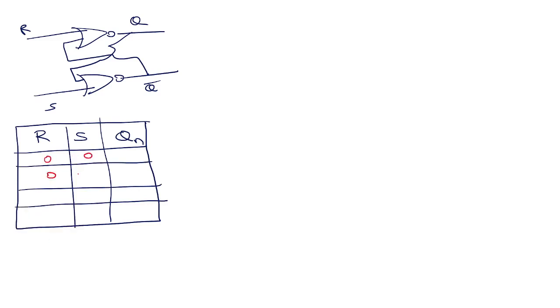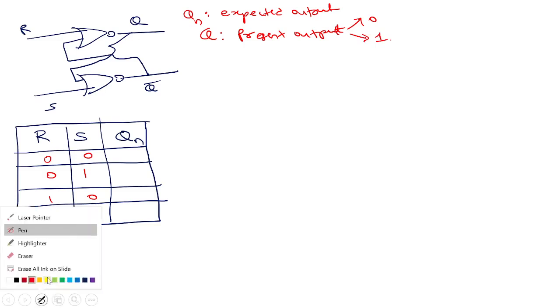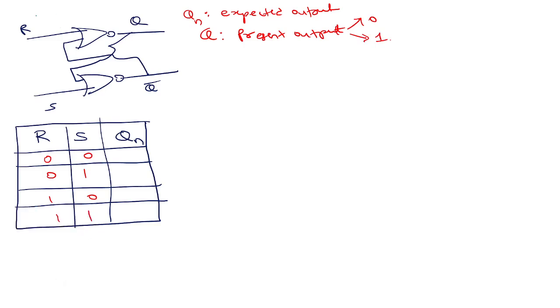How many combinations? 00, 01, 10, 11. And we know what Qn is, the expected output. Q means present output. So present output can be 0 or 1. Anything is possible, right? So like that we have to analyze. So first thing is let's take R equal to 0, S equal to 0.